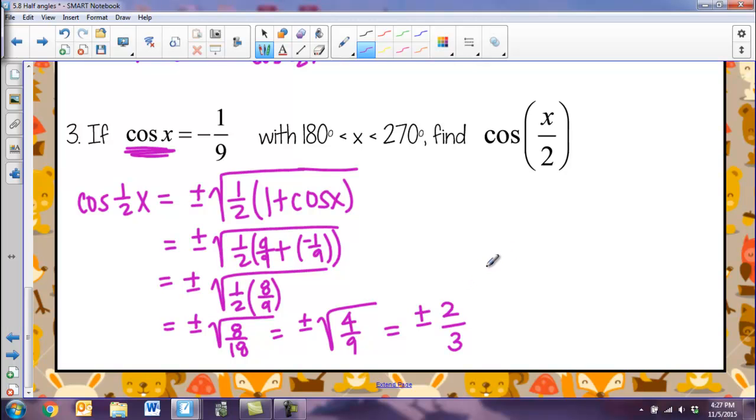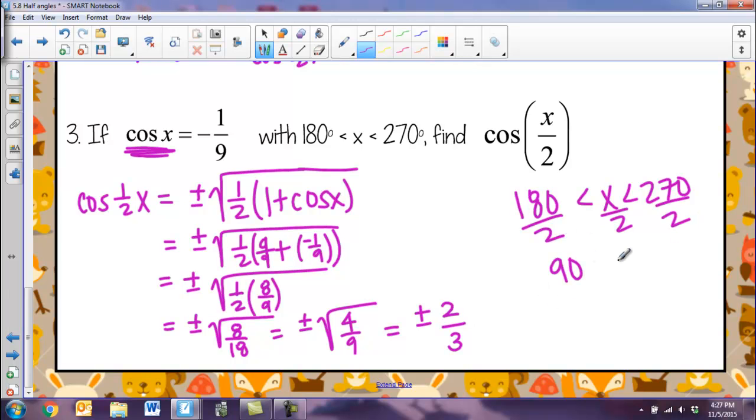Now the big issue is I can't have a plus or minus answer, so I've got to take that original boundary that they gave me. I was in quadrant 3, and now I've got to divide it by 2 to find that half angle. So I'm going to be in between 90 and 135. Okay, and if I think about on my coordinate plane where that is, here's 90, and then this is 180. So in between those two angles, I'm going to be somewhere in quadrant 2.